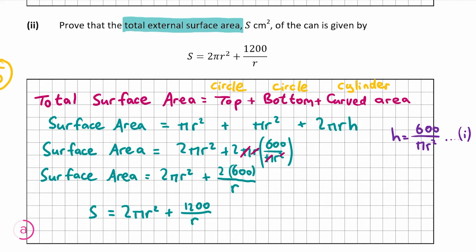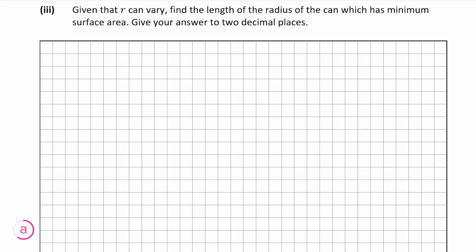And there we've proven that the total external surface area, S centimetres squared, can be given by 2πr² + 1200/r. And that's our answer for A part 2 of the question. And now we're going to move on to A part 3, and this is worth 15 marks.